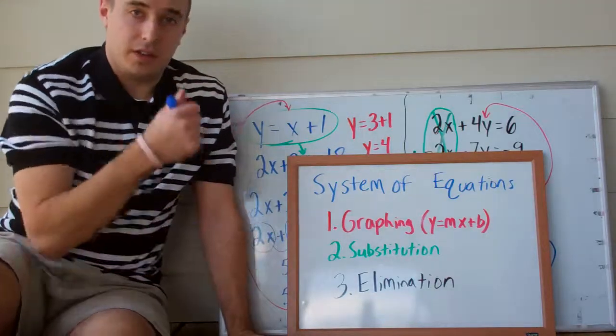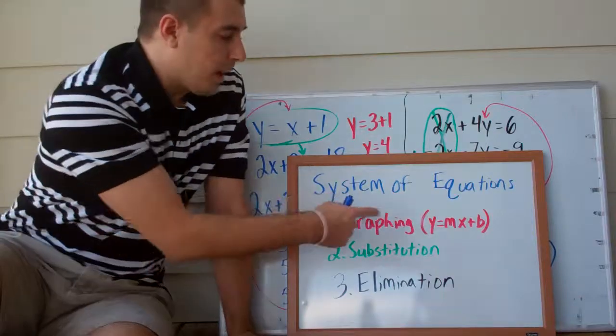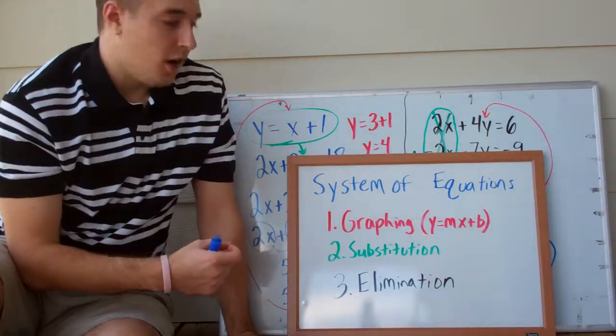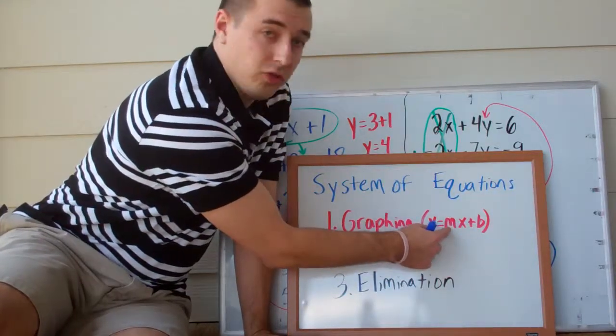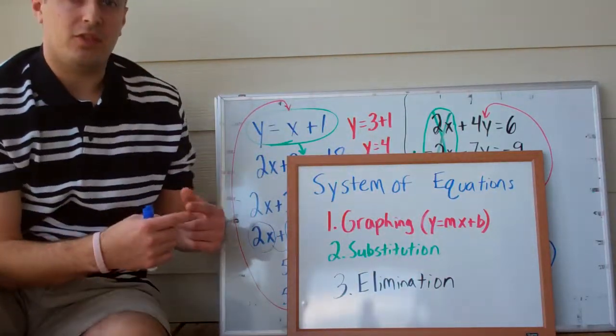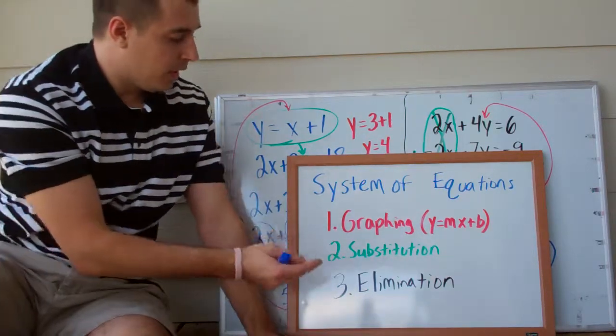First off, we can use graphing. The problem with graphing, though, is that our equations always need to be in y equals mx plus b form. Otherwise, we don't know how to graph it, because we need to use our y-intercept and our slope to figure out where they intersect, which will be our solution for the system of equations.